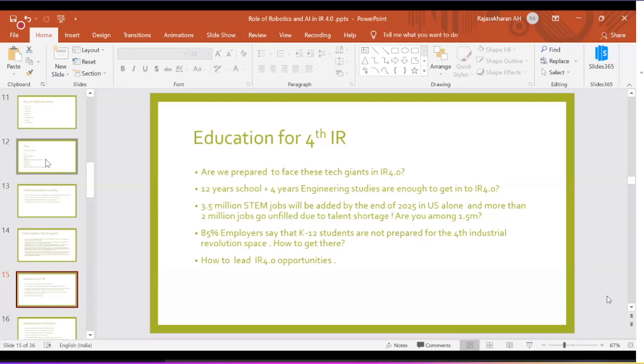Then in India, 85% of employers say K-12 students are not prepared for the fourth industrial revolution space. So how are they going to get there, right? Especially in India, parents would think about their kids' career only after checking their 12th standard marks, right? Before that, they wouldn't even care or think about what he wants to do.